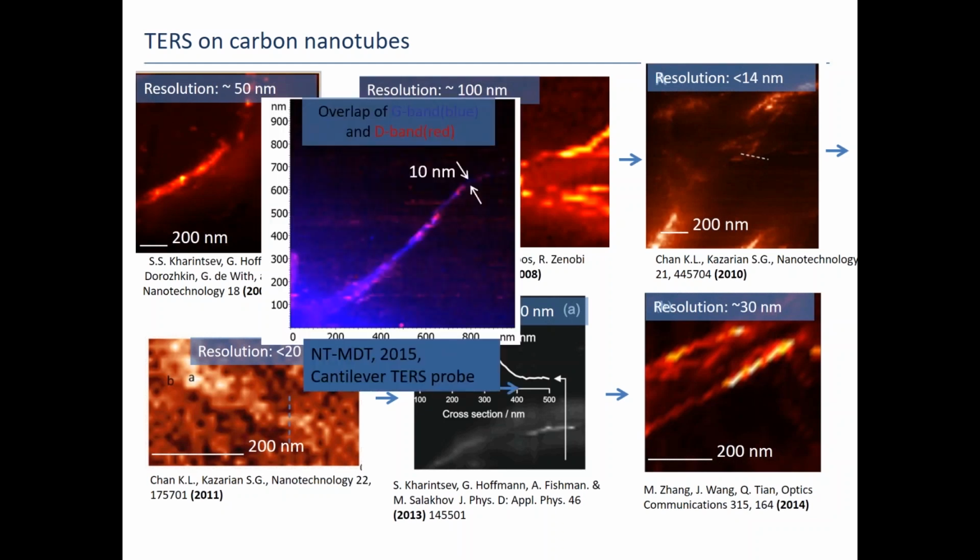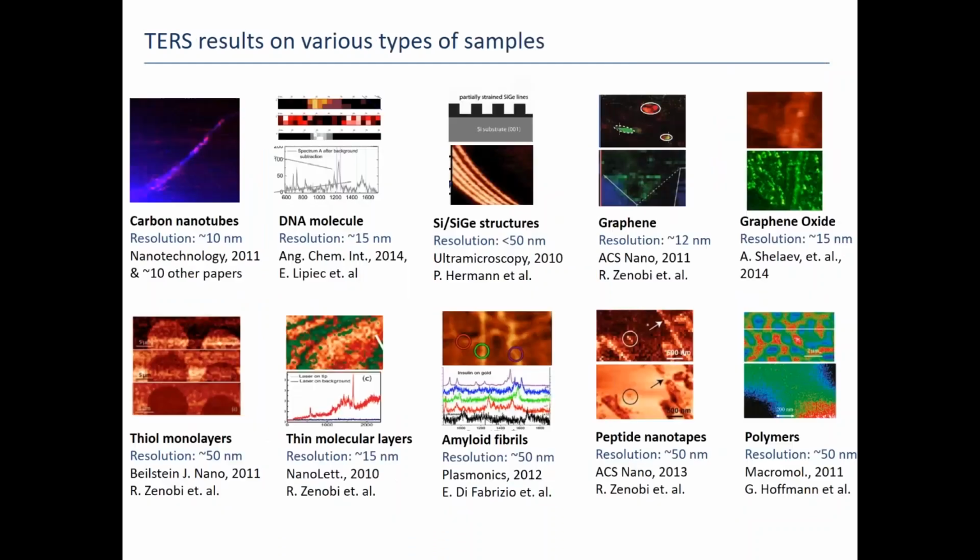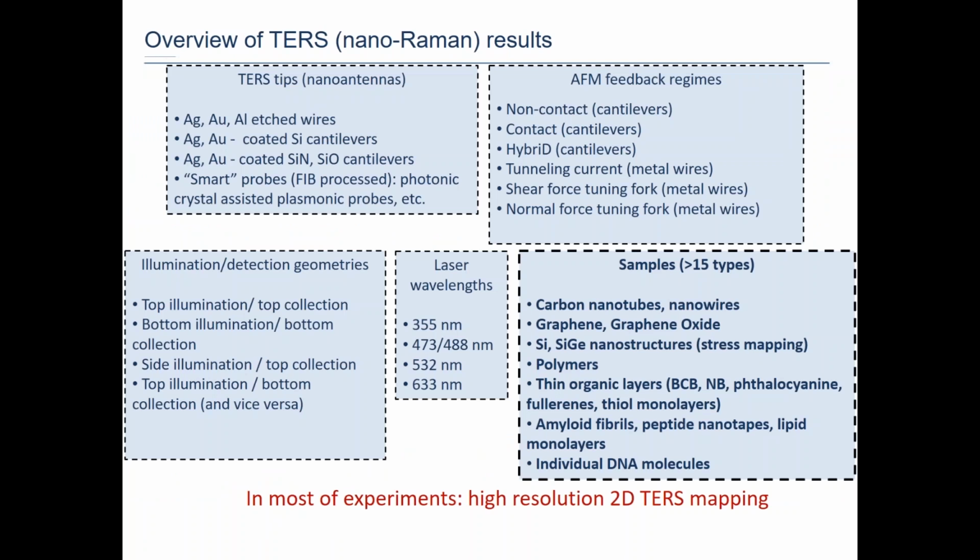And we actually were the first AFM commercial company that introduced a commercial instrument for it. There are more than 50 publications with test results made on different samples, and all these results were obtained using different tips, using different AFM feedback regimes like non-contact, contact, hybrid mode, tunnel mode, shear force tuning fork, using different illumination and detection geometry, on different wavelengths and on different types of samples.